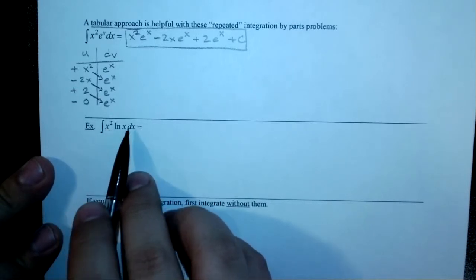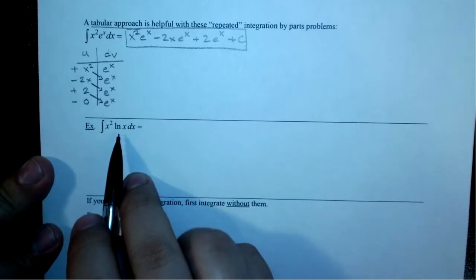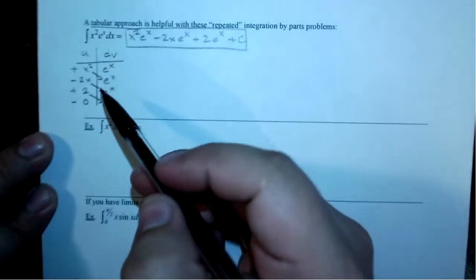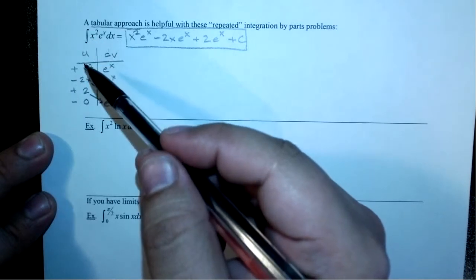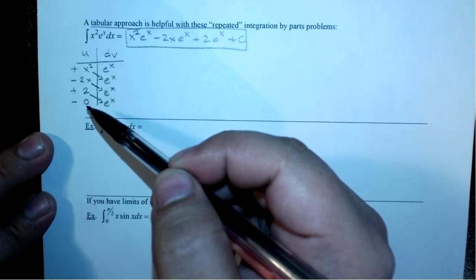You definitely can't use this method with something like the next problem, where you have a polynomial, but what's the integral of ln of x? Well, we don't really know what the integral of ln of x is. We know that the derivative of natural log of x is 1 over x, but we don't know what its integral is. So in other words, your tabular approach only works whenever you have a polynomial to use for u, and you're going to derive it until you hit the 0.